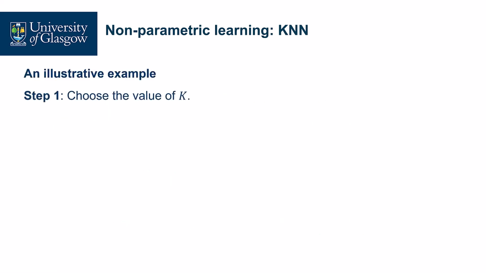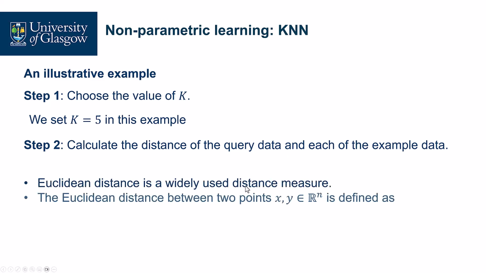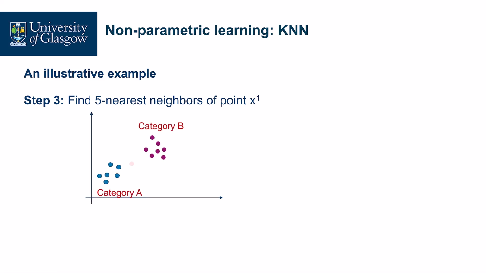Step 1, choose a value of k. Now I say, okay, k equals 5, randomly chosen in this example. Step 2, I calculate the distance of the query data X1 to each example data in category A and category B. We can use a Euclidean distance. Here we can see, given x and y, this is the Euclidean distance. Then step 3, now we have all the distances. We want to find the 5 nearest neighbors of X1. We can see X1 is here. What are the 5 nearest neighbors? Here. These are the 5 nearest neighbors.